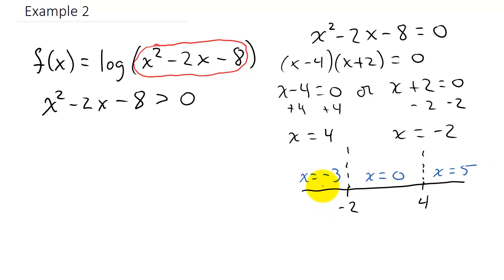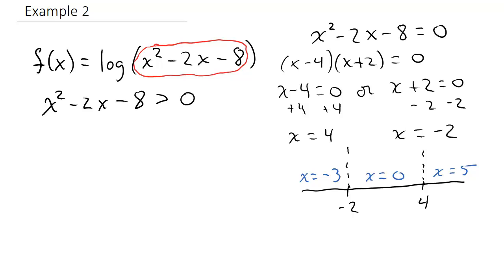Now, the numbers that you choose from each region, you can choose any numbers you want. For instance, in this region I chose negative 3. We could have chosen negative 4, negative 5, negative 6, or whatever, as long as it's less than negative 2. Where I chose 0, I could choose any number as long as it's between negative 2 and 4. And over here I could have chosen any number as long as it's greater than 4.